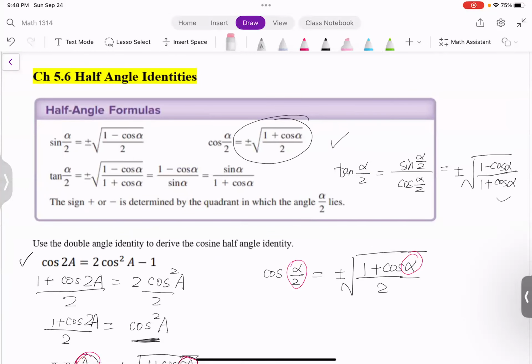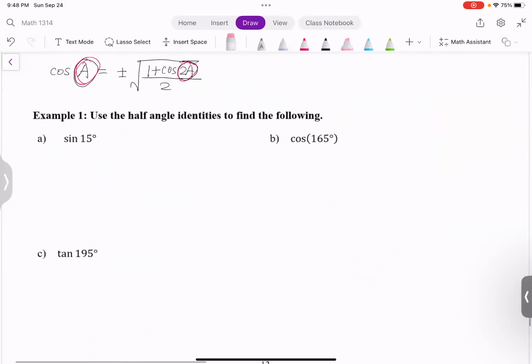Okay, for the tangent, I'm going to pick this one as my half angle identity. Why? Because I don't need to worry about the plus or minus sign. Here, I just need the value of the cosine and sine, put them in the formula, and find the value. I don't need to worry about whether the sign is positive or negative.